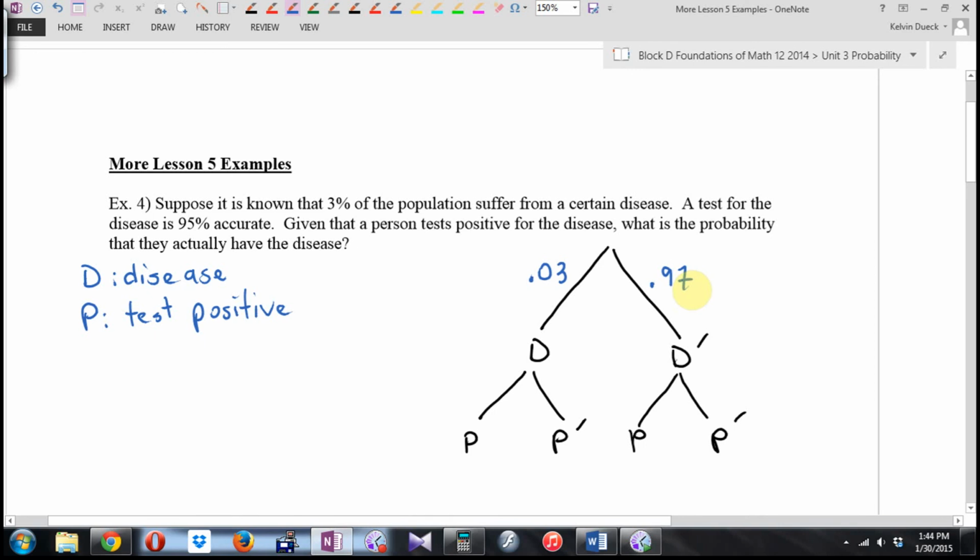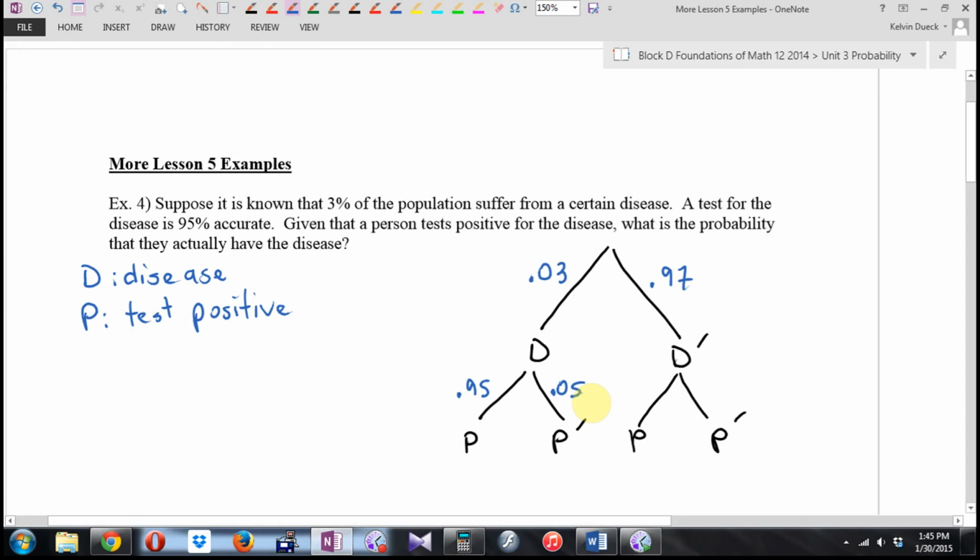Now, let's go down the disease branch. If you have the disease, should you test positive or negative? Positive. How often? How accurate is this test? 5% of the time the test will miss it. And that happens. There's no such thing as a perfect medical test. We call that a false negative.